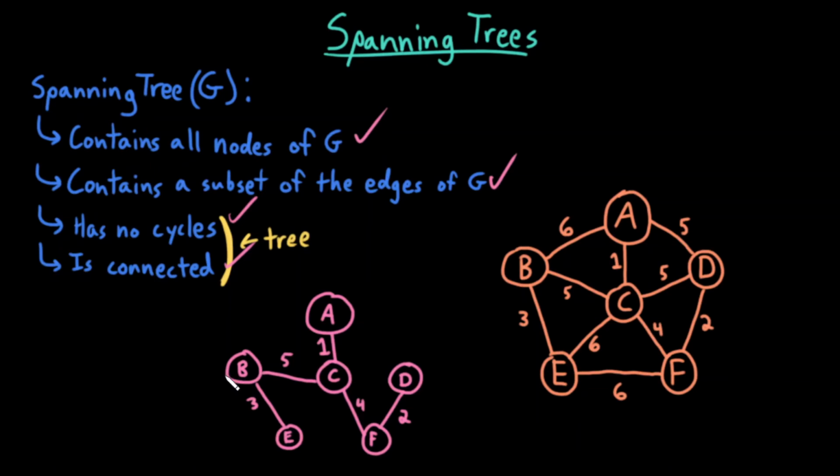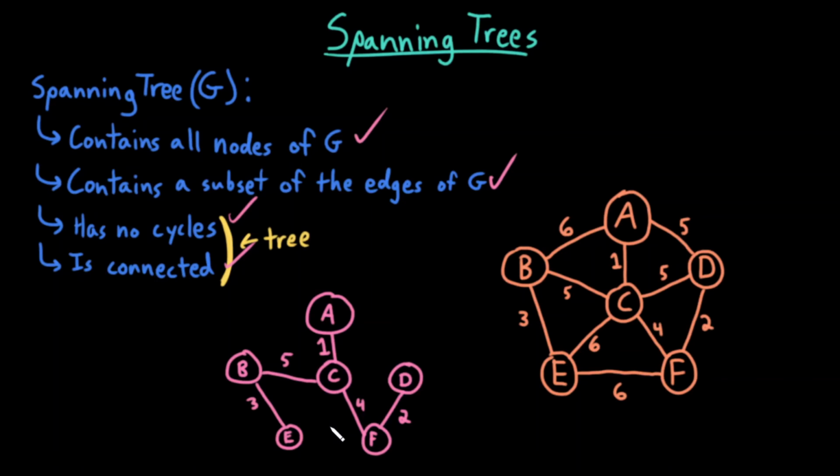So let's just reiterate, this is a valid spanning tree of this graph because it contains all the nodes of G: A, B, C, D, E, F. It contains a subset of the edges of G, so every single edge that appears in this spanning tree also appeared in my original graph. It has no cycles, that's correct, and it's connected. So this would be a valid network in my original network building problem.